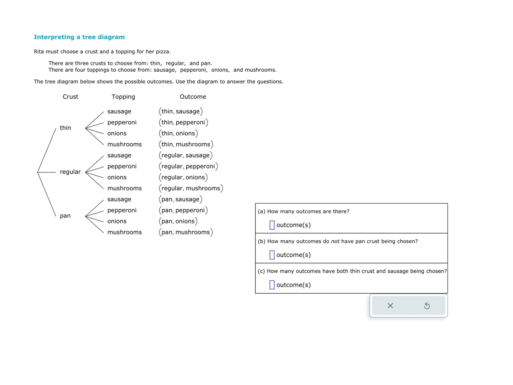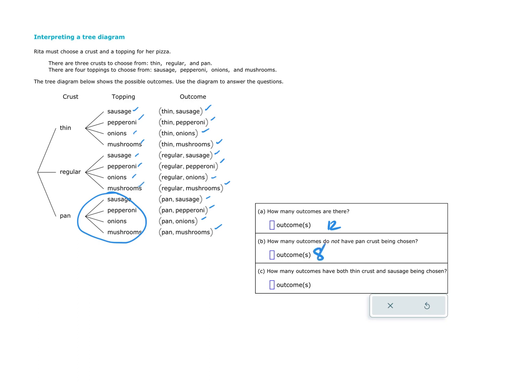So when we're looking for how many outcomes, we're just going to count all of these: 1, 2, 3, 4, 5, 6, 7, 8, 9, 10, 11, 12. We also could have just gone over here and counted 1, 2, the same thing. It would have been 12 over there. So there's 12 outcomes. How many outcomes do not have pan crust being chosen? So any one of our outcomes where pan, all of these ones right here, are out. So we want 1, 2, 3, 4, 5, 6, 7, 8.